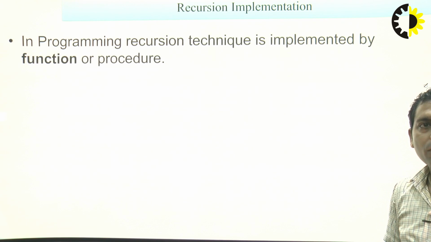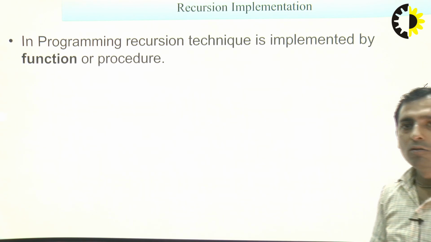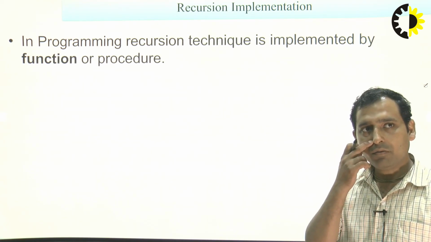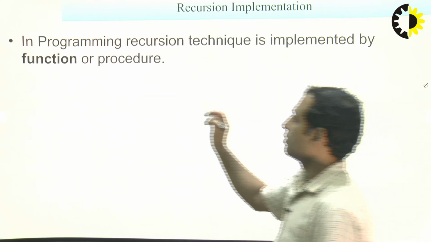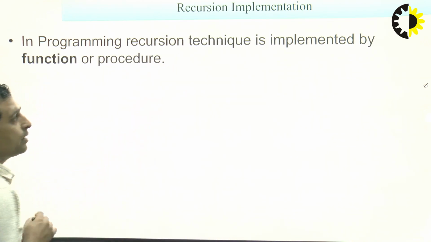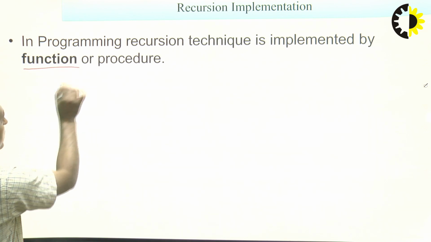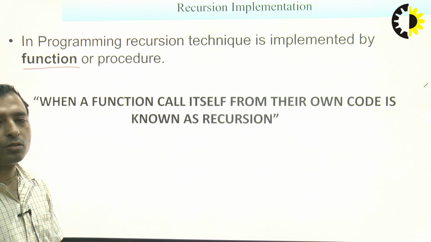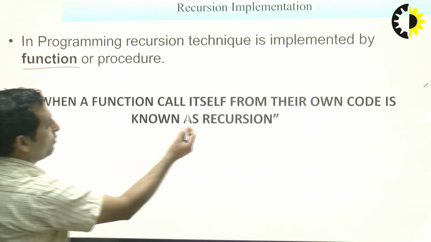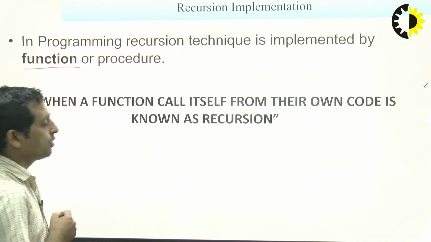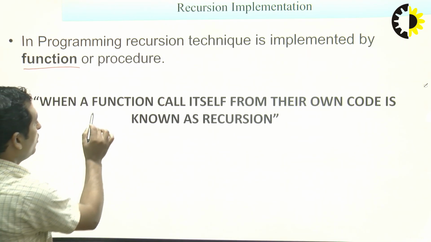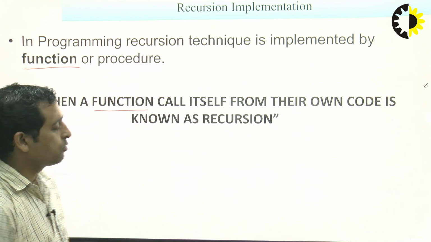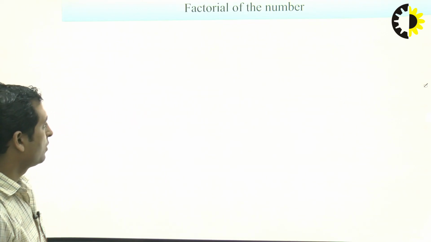Now, the implementation part: how to implement this mathematical concept in computer programming with the help of a function. In programming, the recursion technique is implemented by a function or procedure. In C, we mainly use functions. When a function calls itself from its own code, that is known as recursion.